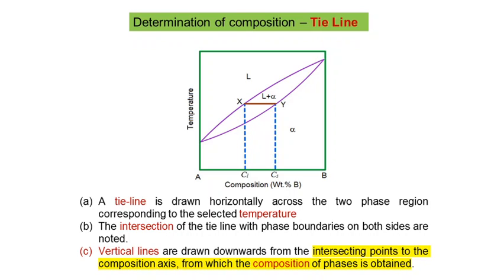So how much is the composition of the solid phase and how much is the composition of the liquid phase. So the tie line is used to determine the composition of the liquid phase as well as the solid phase inside the liquid plus solid phase region at a particular temperature.